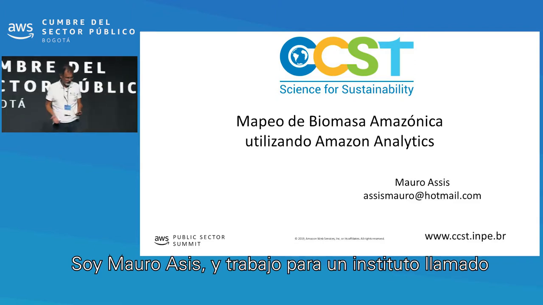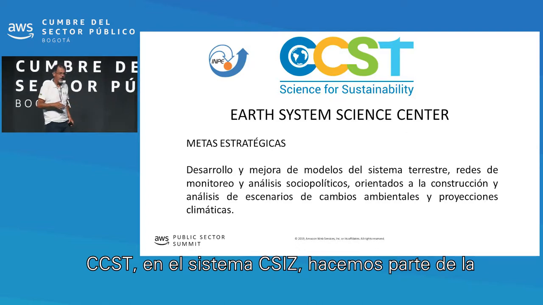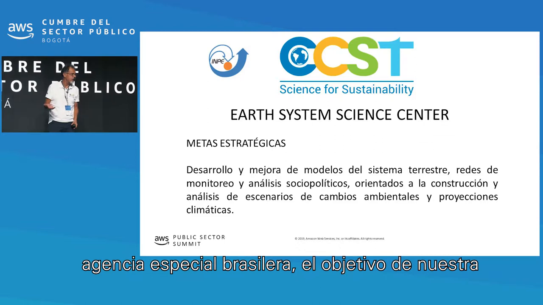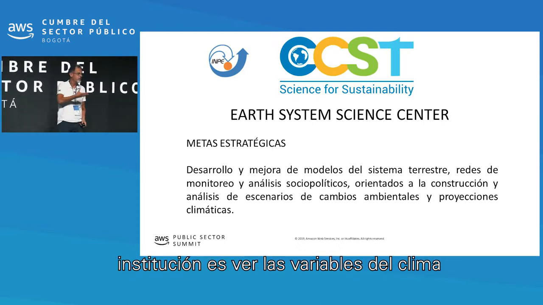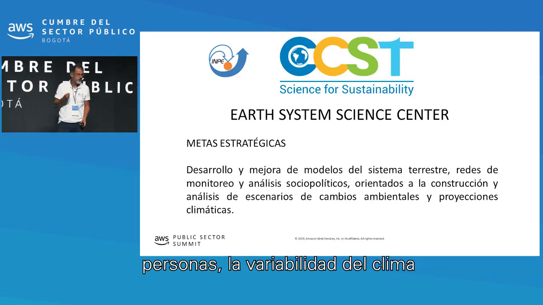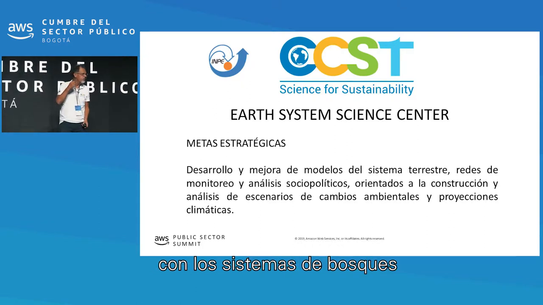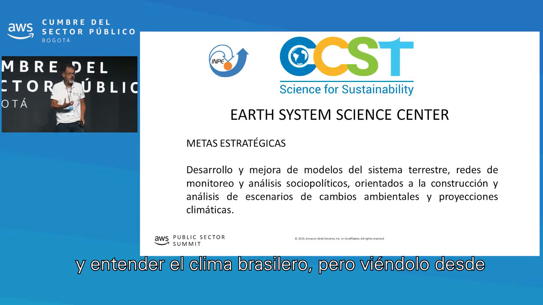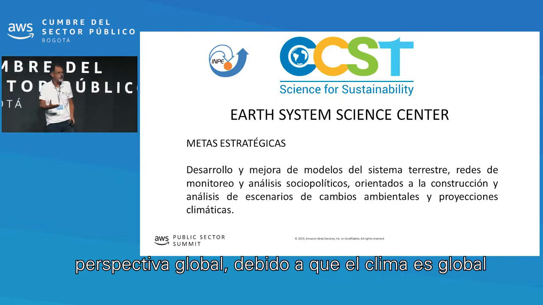I'm Mauro Assis, and I work for an institute called CCST, the Earth System Science Center. We are part of the Brazilian Spatial Agency. Our strategic goal is to look at climate variables, at climate, in relation to people, water availability, and forestry. The idea is to understand the Brazilian climate, but from a global perspective, as climate is global.